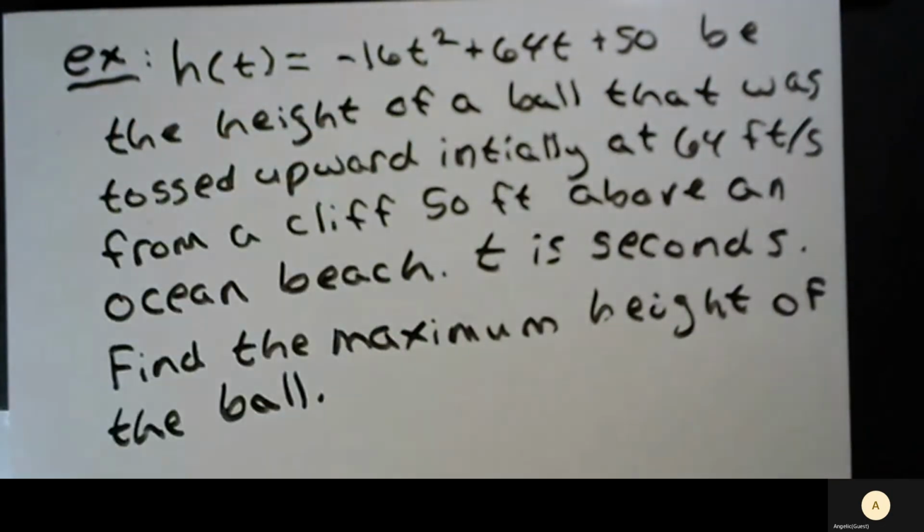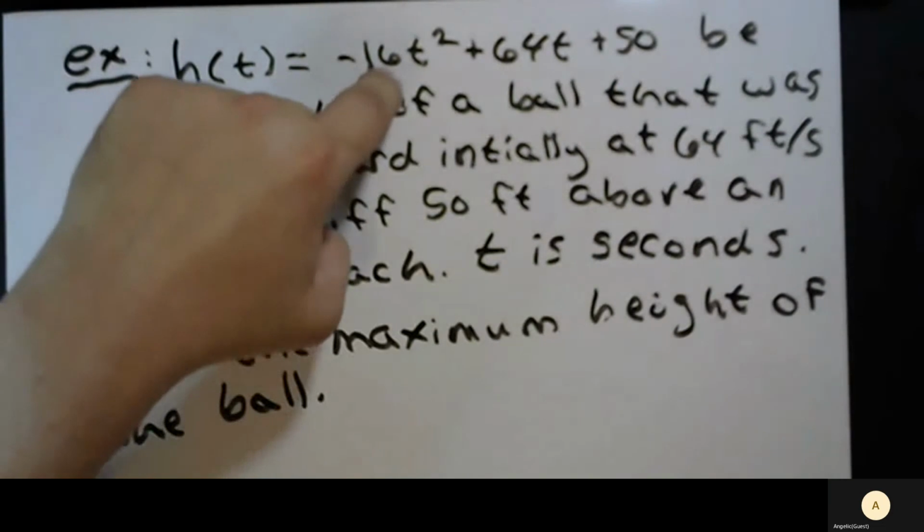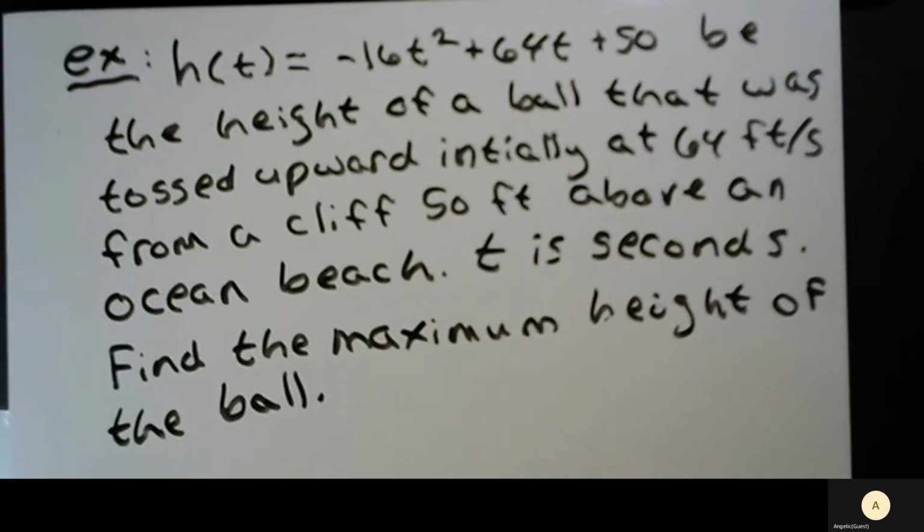This is actually related to gravity. The pull of gravity, the acceleration due to gravity, it's going to be working in the opposite direction of the ball's path, or at least it's going to be working the opposite direction of the direction we've tossed the ball, because we've tossed the ball upward. It's 32 feet per second.